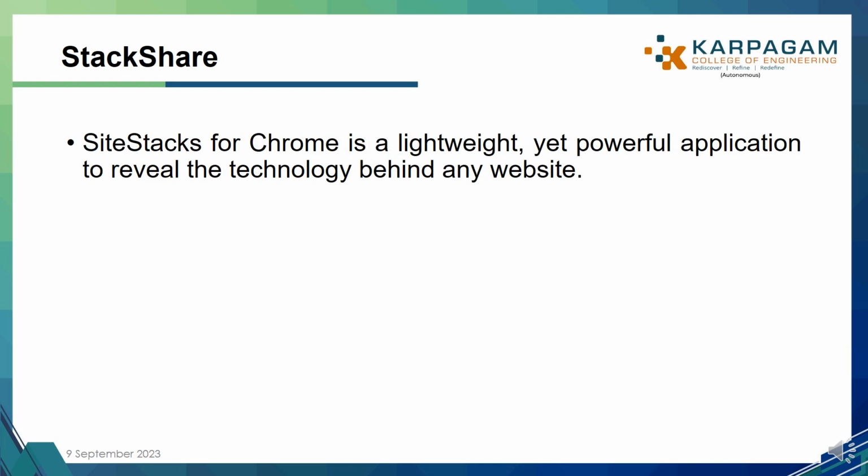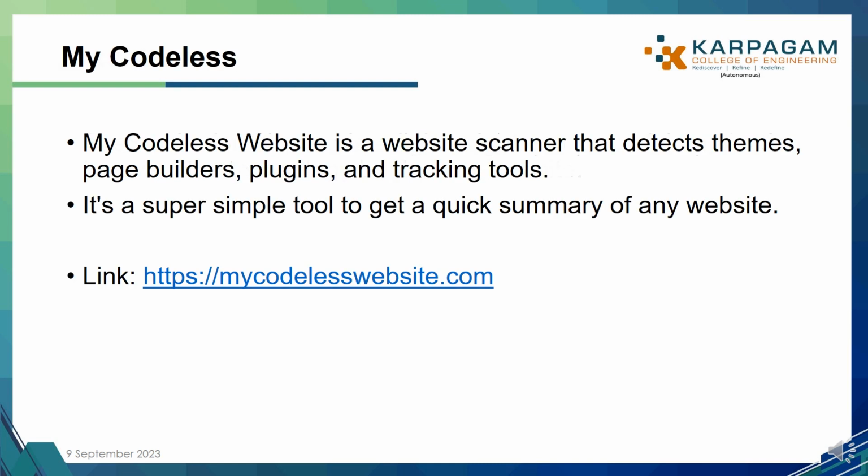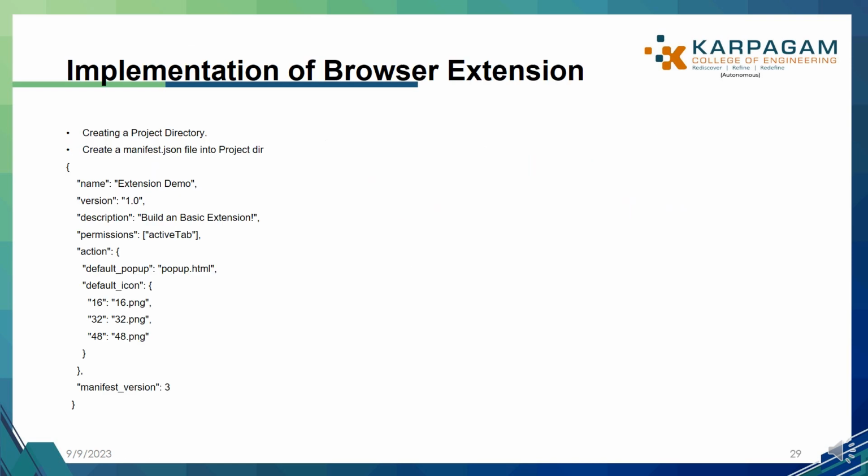Next one is SiteStack for Chrome. It is a lightweight but powerful application to reveal the technology behind any website. The next one is MyCodeless. It's a website scanner that detects themes, page builders, plugins, and tracking tools. The entire data is available at mycodelesswebsite.com.